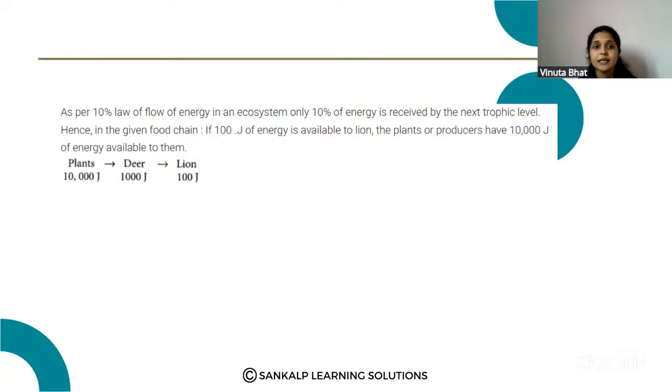Yes, this is the answer. As per the 10% law in the ecosystem, only 10% is received by the next trophic level. Here plants have 10,000 joules, so only 10%, meaning 1000 joules, is transferred to the deer. Next to the lion, 100 joules is transferred. So that is the answer.